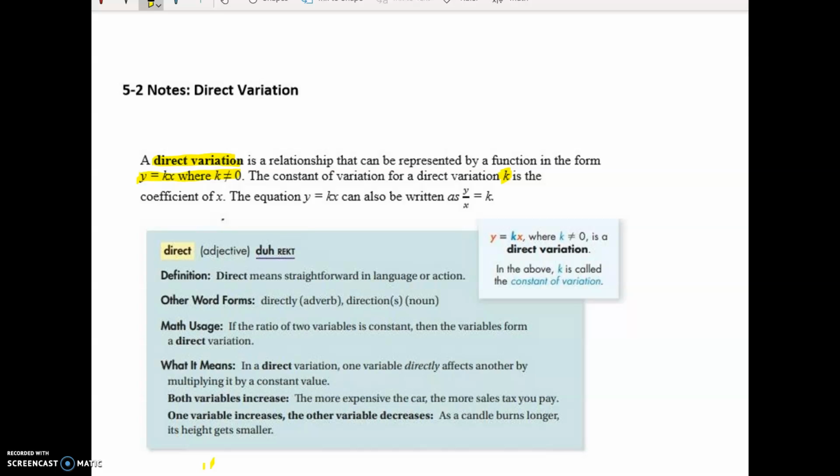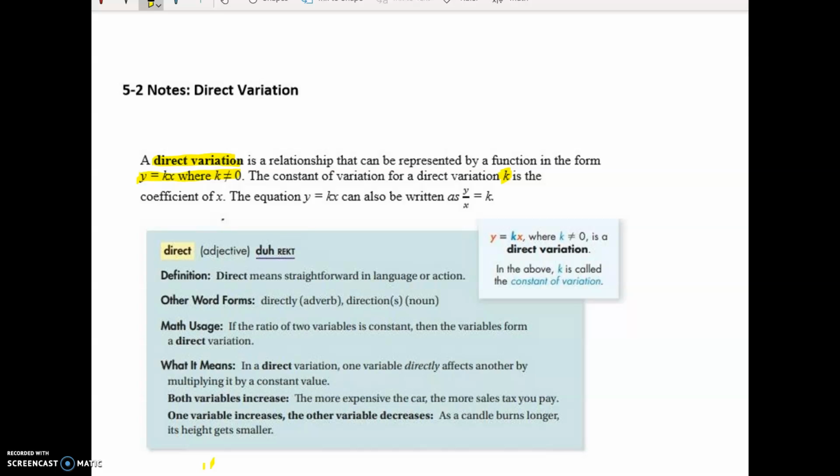Today we're going to be talking about section 5.2, direct variation. We will start today off by looking at some vocabulary. Remember that you can pause anytime if you would like to do the homework as we go through the notes. And of course, you can always revisit things if you need to see the explanation again.